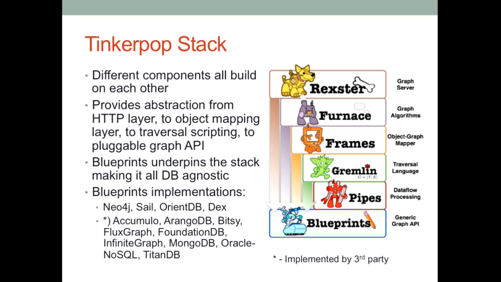So the stack comes together like this. A lot of these components build on each other. Blueprints is at the bottom. You have Frames and Gremlin, which will compile down into Pipes and Blueprints commands. And Blueprints, just like any decent abstraction layer, is going to plug into lots of different systems. I know of four, hopefully these aren't too out of date: Neo4j, Sail, OrientDB, and Dex, which are officially supported ones, but then they also have a whole host of third-party implemented connectors, and Titan being one of them. I found this interesting, they have a MongoDB one.